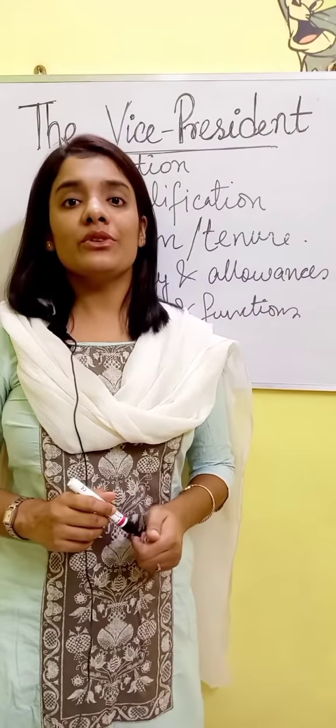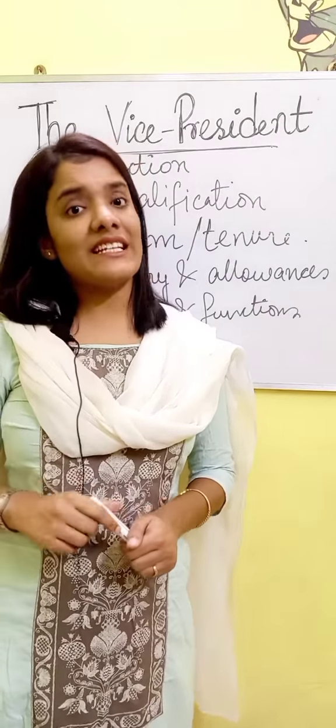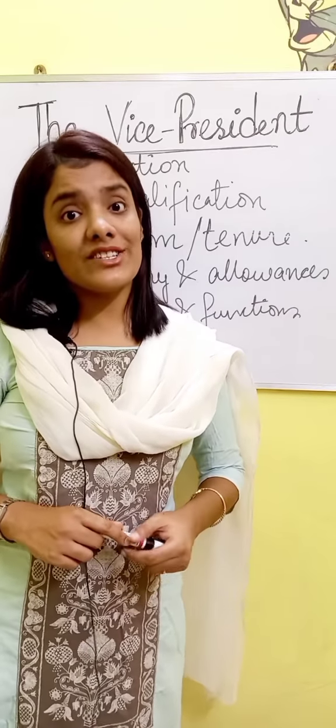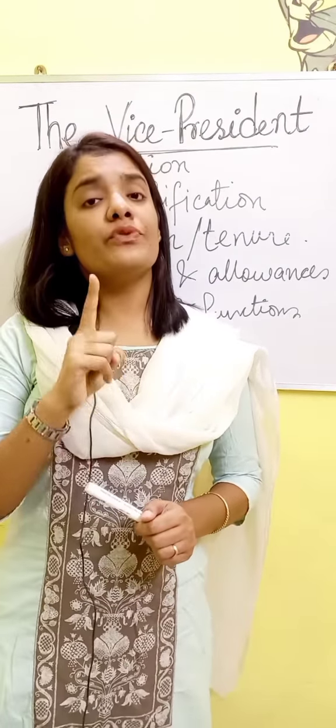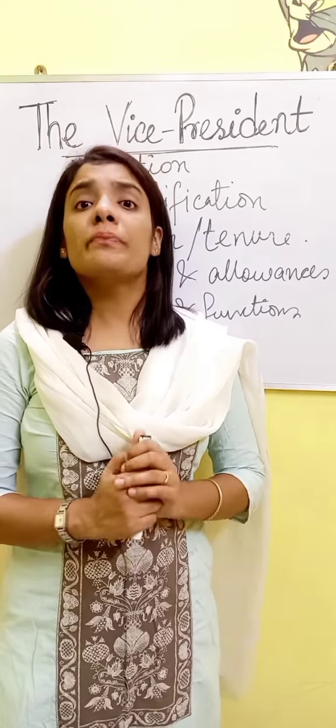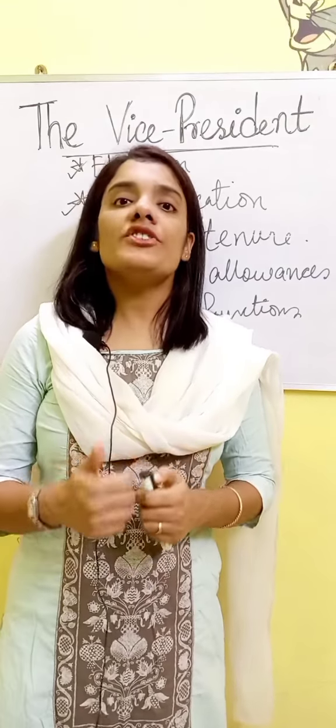Well, I was teaching you the parliamentary form of government, that is the Union Parliament. When I was teaching you Rajya Sabha, I told you that the Vice President is the ex officio chairman of the Rajya Sabha. So that is the first and foremost function of the Vice President. He is responsible solely for maintaining discipline at the floor of the house. He is also responsible for holding all the proceedings at the floor of the house.